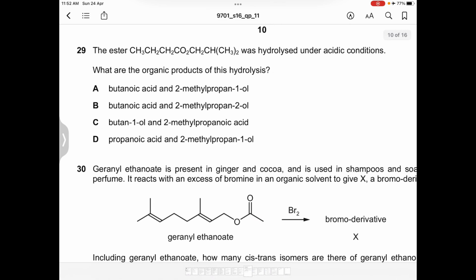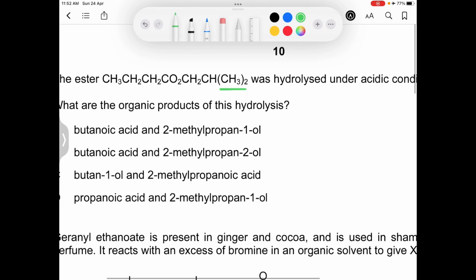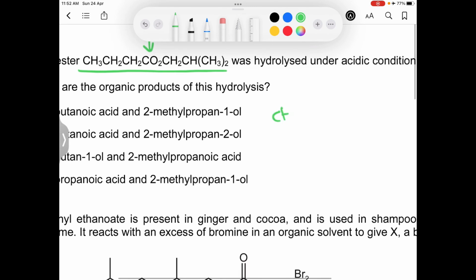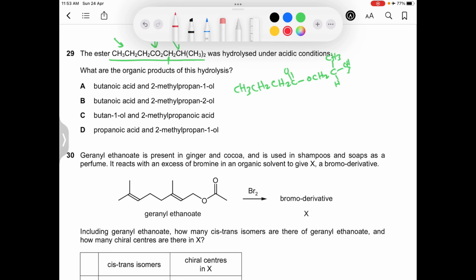Let's go and see this one here. The ester, this ester, you look at this one here. You have the C double bond here. You can translate it into a form that you can understand. CH3, CH2, I'm drawing from here. CH2, C double bond. Okay, you have CH3, O, CH2. And you have another CH that is bonded to a 2-methyl group. You have CH3 and CH3. Okay, so this is the ester.